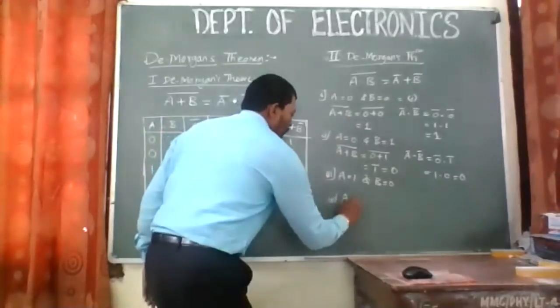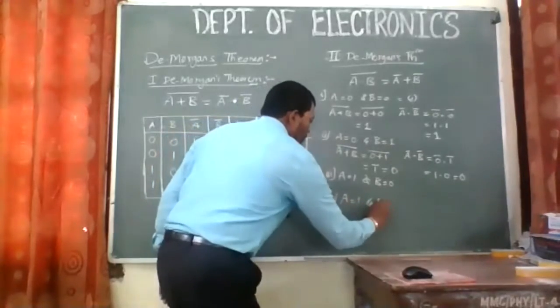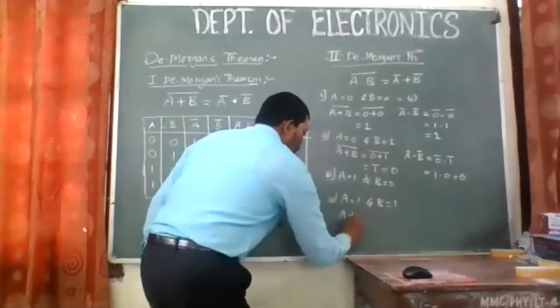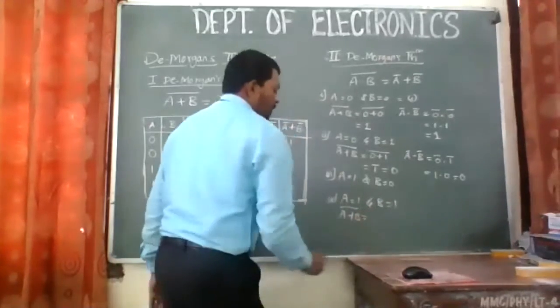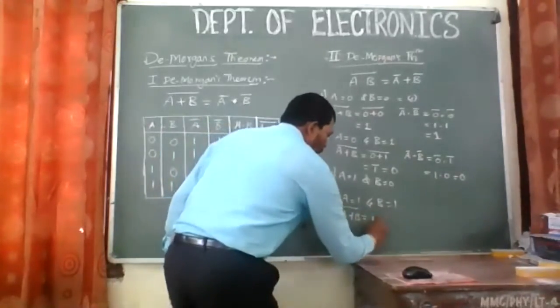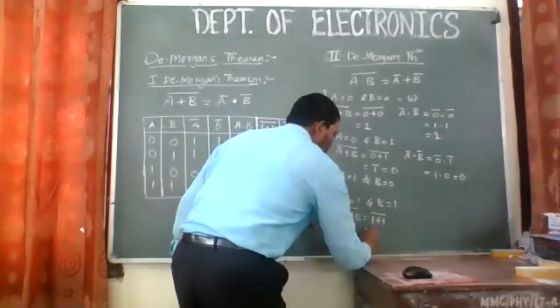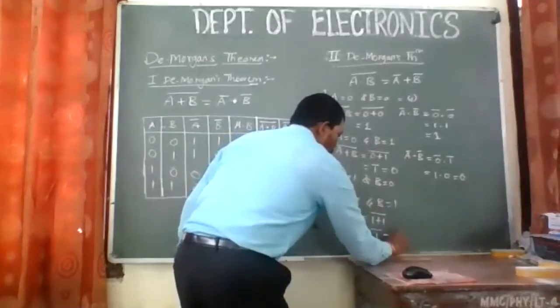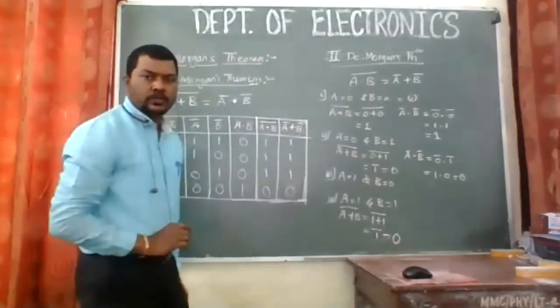I'm going to explain the fourth one, that is when A equal to 1 and B is also equal to 1. In this situation, (A plus B) whole complement can be written as (1 plus 1) whole complement, and that is nothing but 1 complement, which is equal to 0.